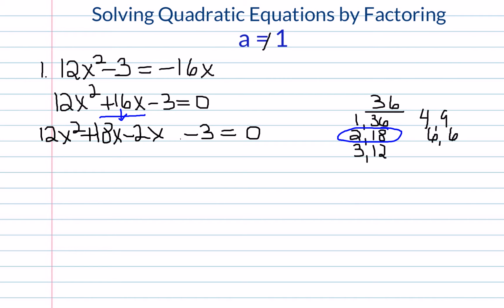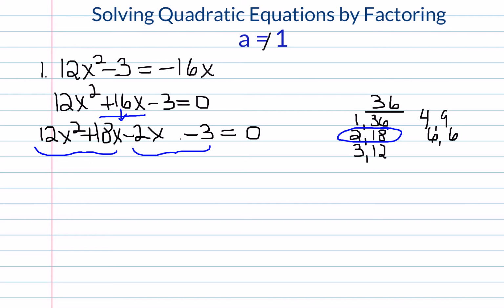It doesn't really matter if I put the 18x first and the negative 2x last, or if I had switched it up and put the negative 2x, then the positive 18x. From here, my next step will be to factor by grouping. That means I group these two and take out a GCF. Then I will group these two and take out a GCF.